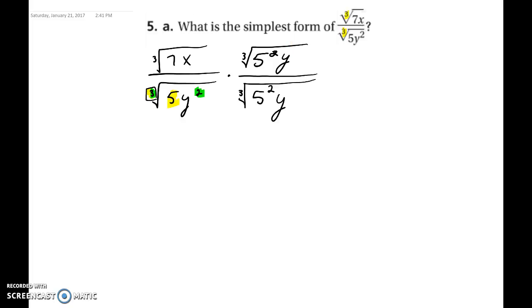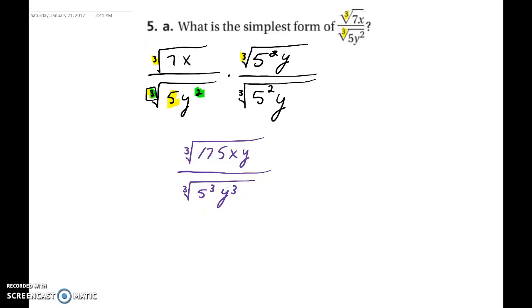Since these have the same indexes, we can go ahead and multiply what's on the inside. So now we're going to do 5 squared is 25, and 25 times 7 is going to be 175. So we have the cubed root of 175. And then x and y we can't do anything with, so it's xy. All right, then we can multiply what's on the denominator, so we will get the cubed root. Well, 5 squared times 5 is going to be 5 cubed. Y squared times y is y cubed.